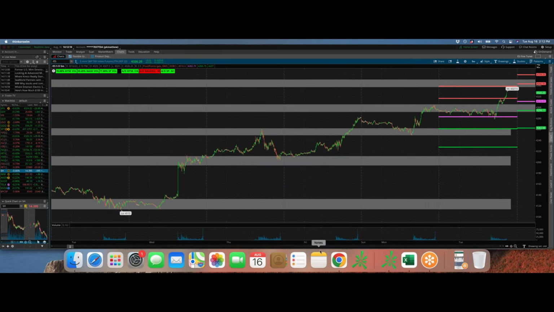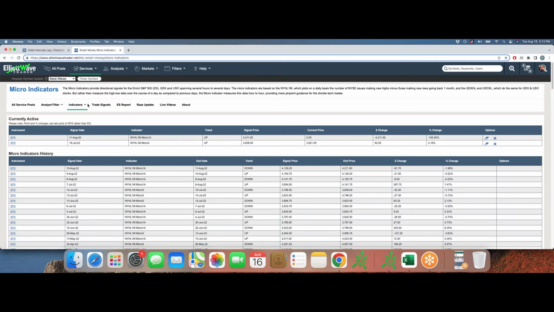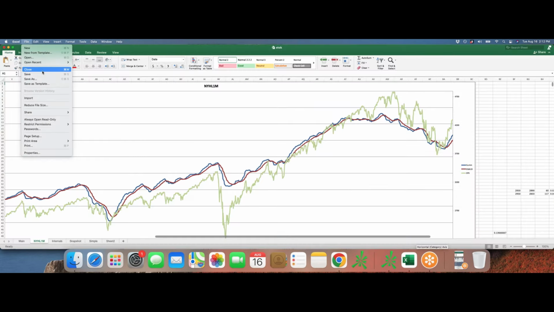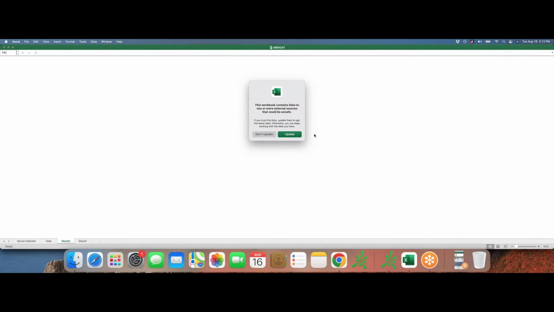Okay, so those are the different Nile 1M indicators. And if we look in here, we've got a few other indicators that we look at. One of them is the secret indicator combo. So that is another one that I track.